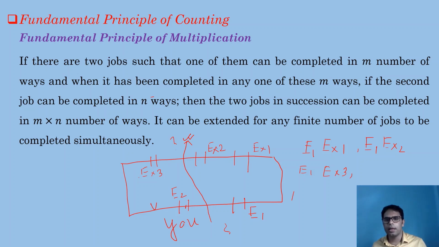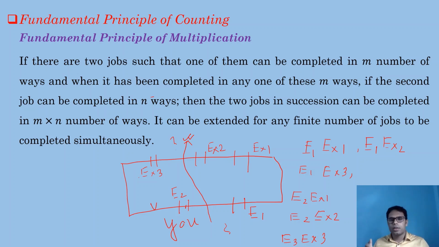Similarly, entrance 2, exit 1, entrance 2, exit 2, entrance 2, exit 3. These may be the different routes to complete your task of going from one side of the room to the other side. So here you see there are 6 different ways: E1 EX1, E1 EX2, E1 EX3, E2 EX1, E2 EX2, E2 EX3 are the different routes.